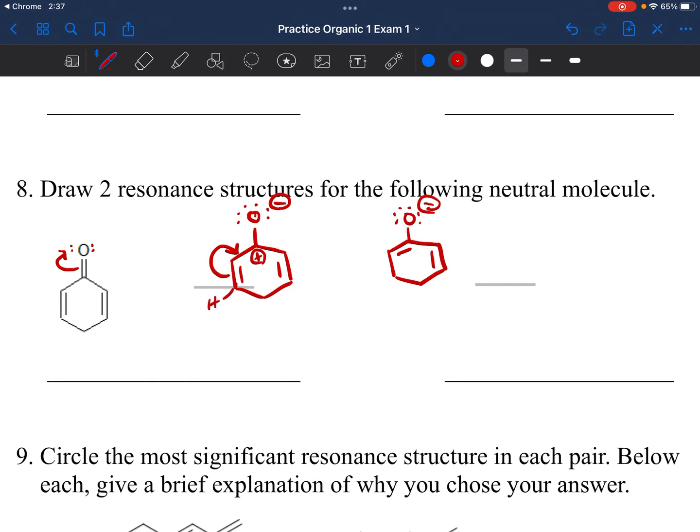If I think about it, this carbon down here had 4 bonds. Now it only has 3, and that's where my plus charge wound up. I could have also gone to the other side.